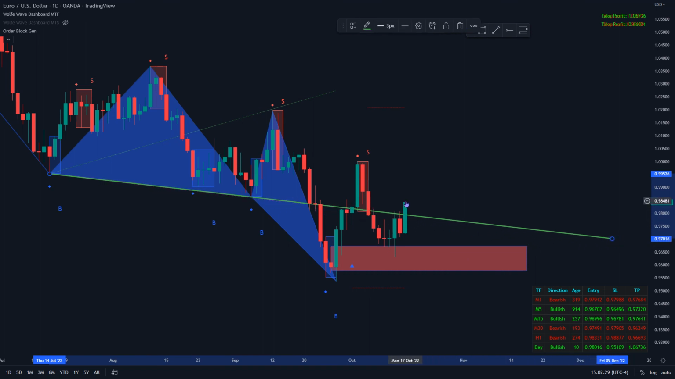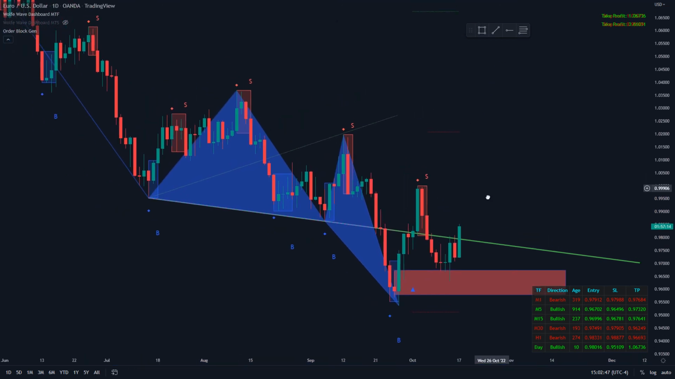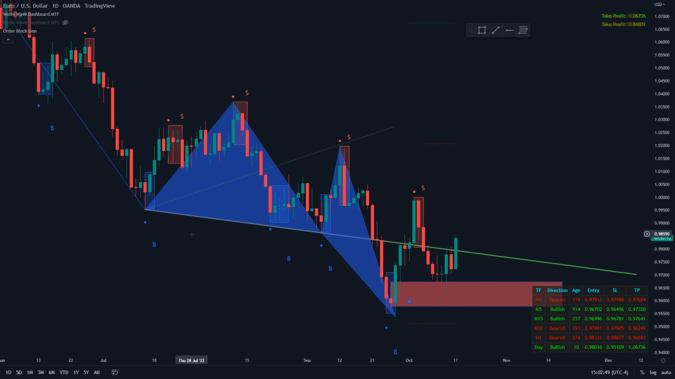If we see this closed, and then if you notice, if it wicks down into maybe the open of this candle, it would be respecting this to the upside now. So double confirmation for entry here to push up even higher. So anyway, that's our Wolfe Wave dashboard. Great way to monitor multiple pairs, multiple time frames. It gives you the bullish and bearish and most recent ones, just like our other dashboard indicators do.